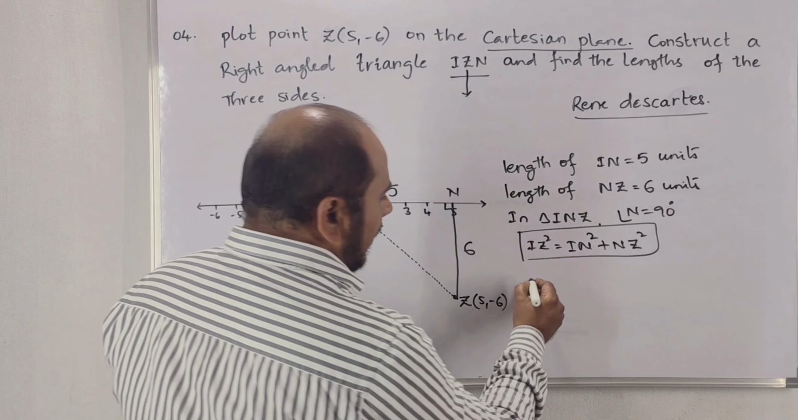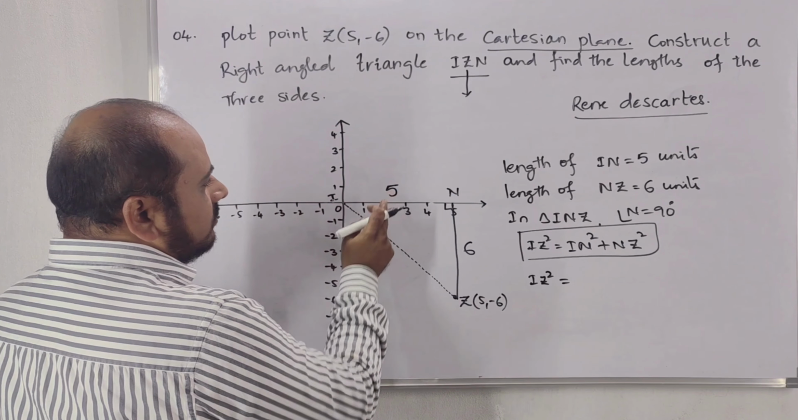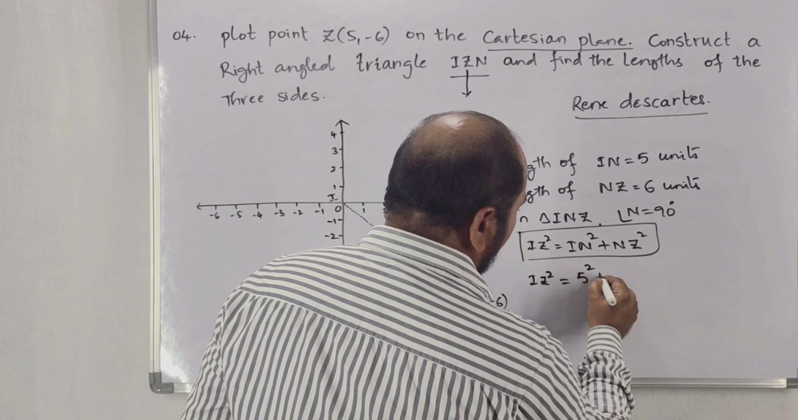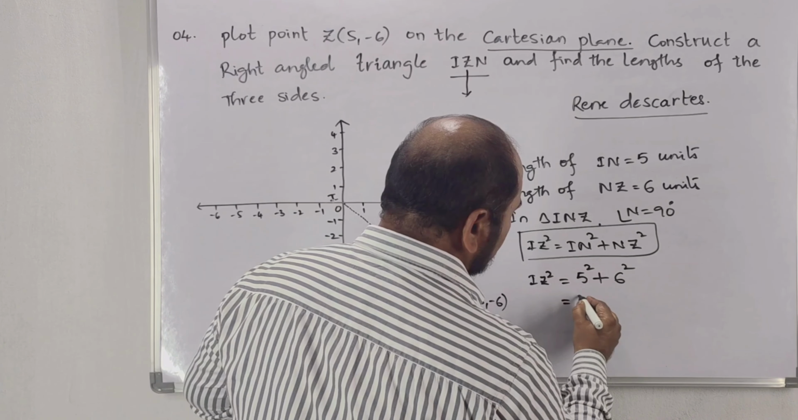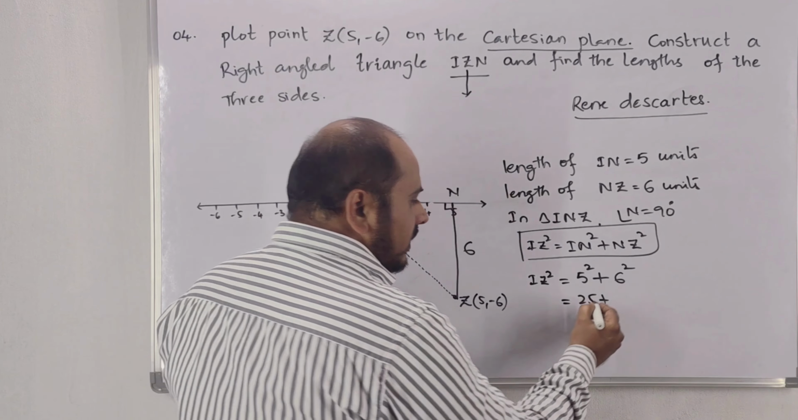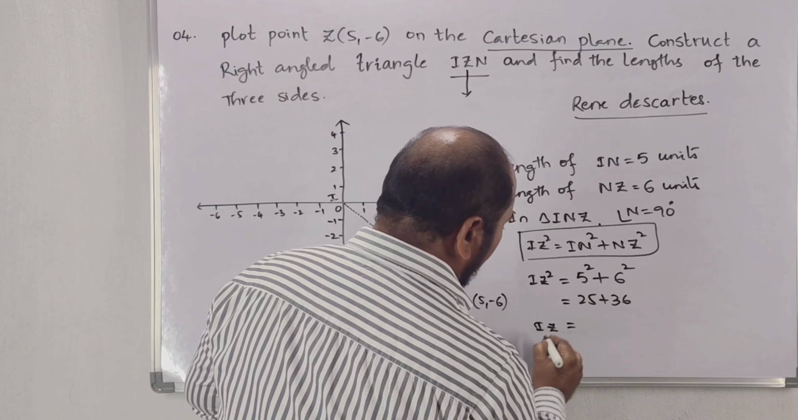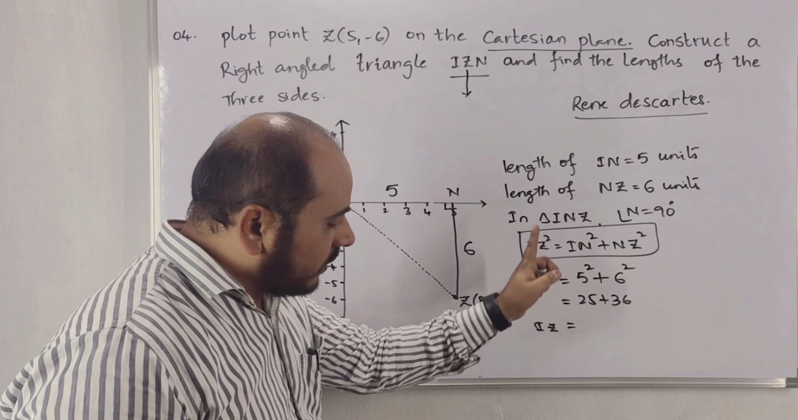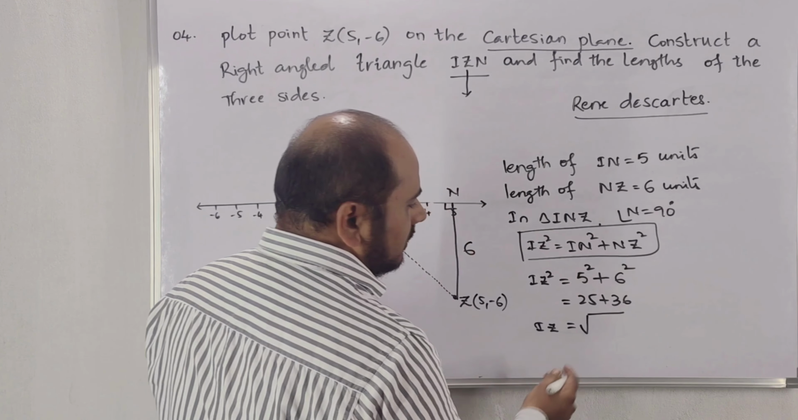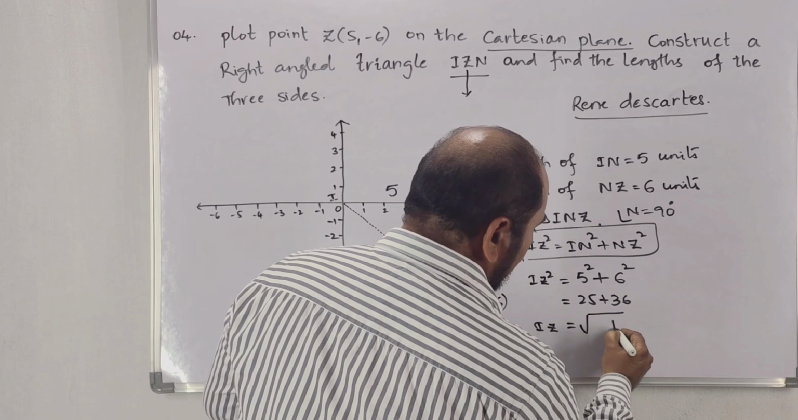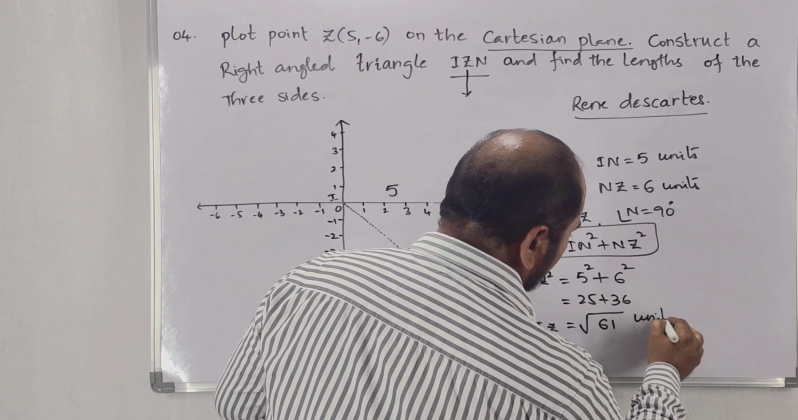Come to the point. IZ square is equal to, now IN. What is IN? 5. 5 square plus NZ, this is 6 square. 5 square is 25. 6 square is 36. Now you add here. Now I am going to take IZ. Transpose this square to the right side, it will become under the root of 25 plus 36, 61 units.